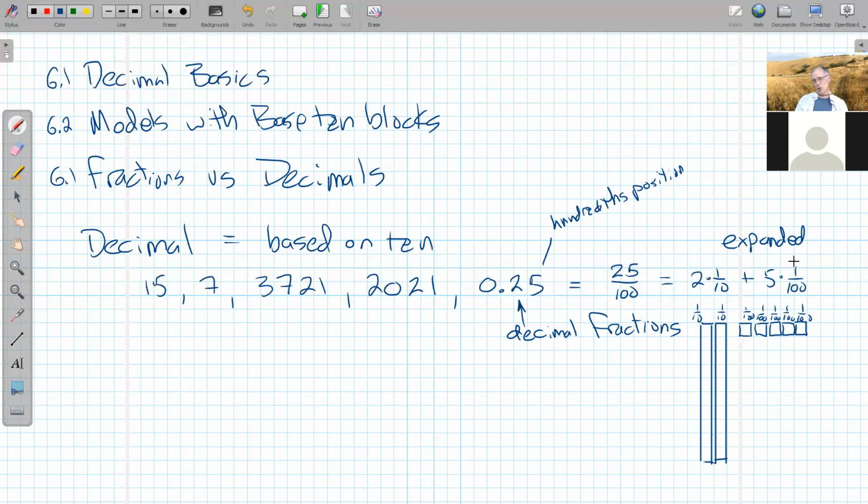Our expanded form can also be written with exponents. So this would be 2 times 10 to the negative 1 plus 5 times 10 to the negative 2. And remember, negative exponent just means flip the base.